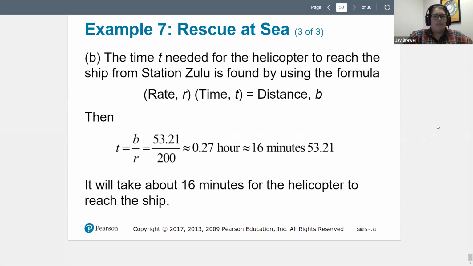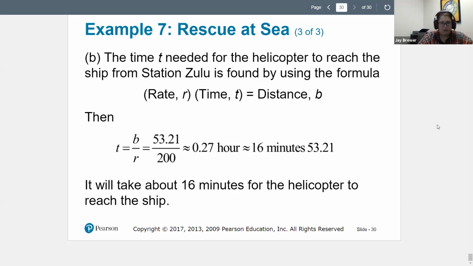Okay. All right. So for part B, this is the last slide. The time T needed for the helicopter to reach the ship from Station Zulu is found by using the formula rate times time equals distance. I don't know why they chose to make it a B. I would have used a capital D or a lowercase d. Maybe they meant to. I've never seen a distance formula using a B. So if I were you guys, I would just use a capital D or a lowercase d.